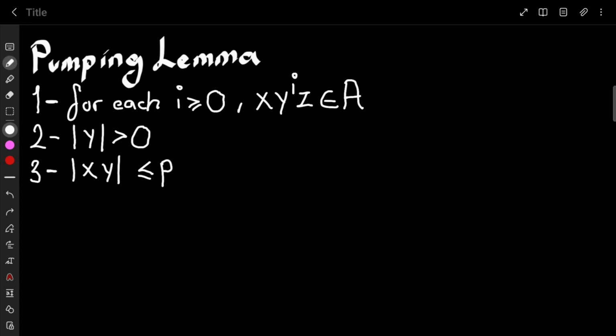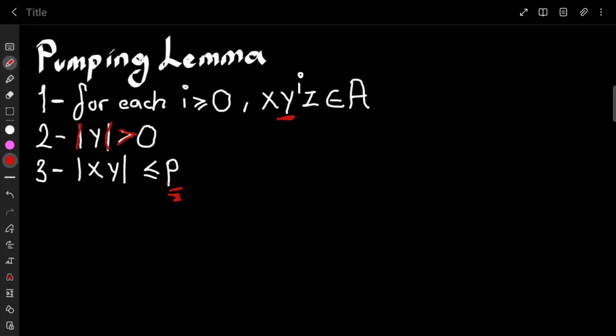As we said before, each regular language should satisfy pumping lemma. In order to satisfy pumping lemma, you should satisfy the following properties. The first property says that for any string, there will be a part that can be pumped any number of times. Pumped means repeated any number of times, which we call y. The second property says that we cannot pump the empty string, so the length of y should be greater than 0. And the final property says that its length must be at most p. We will look at that later in our examples.